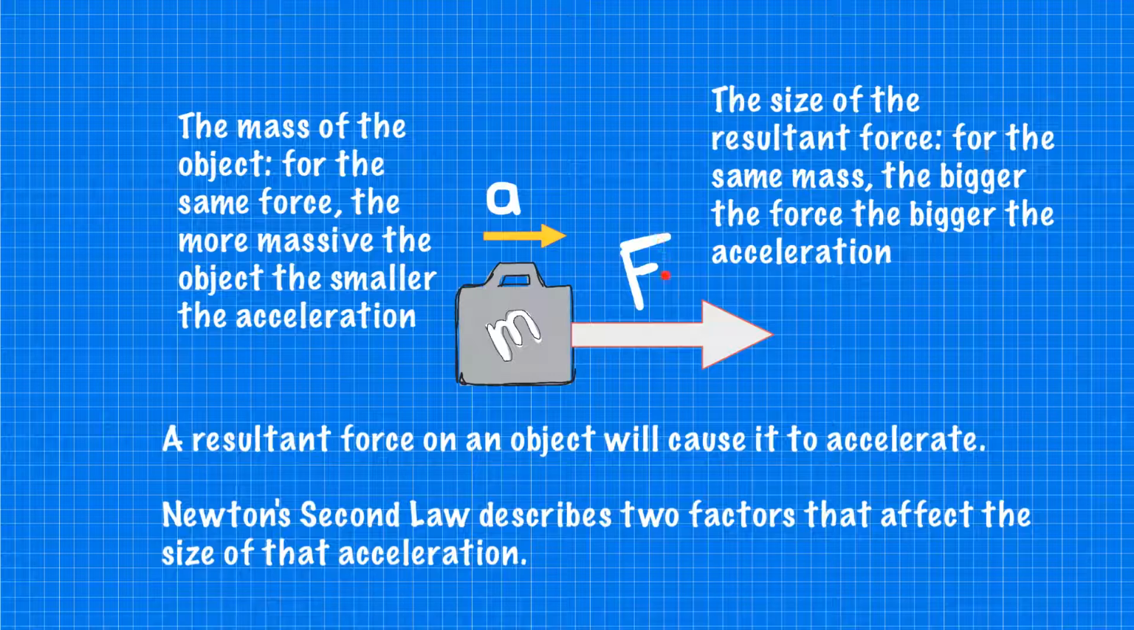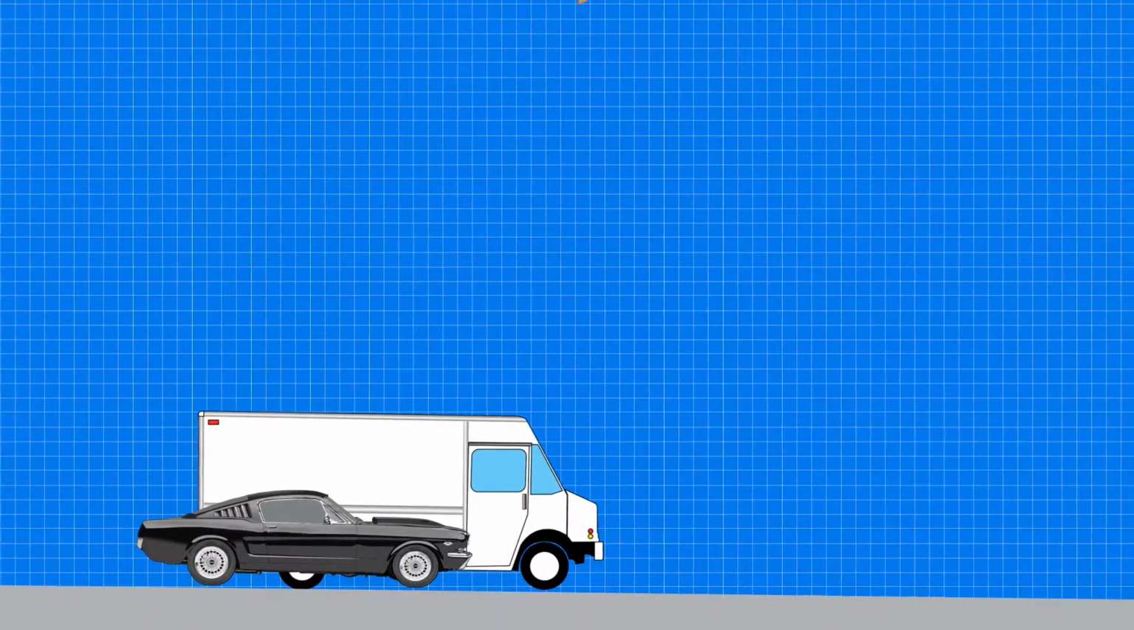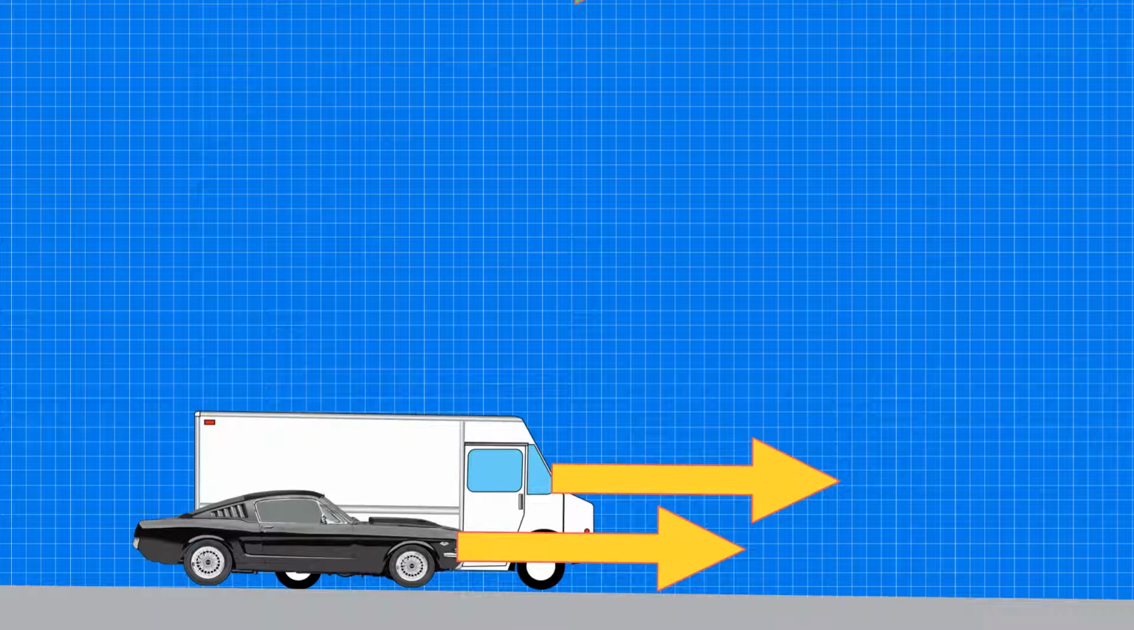So his second law shows how the resultant force applied, the mass of the object, and the acceleration you see are all linked together. So we'll just put that into a real life concept. We've got two vehicles here. We've got a small car and we've got a large van. And we're going to imagine that both of these vehicles are experiencing the same size resultant force. So there's a resultant force on the car, there's a resultant force on the van.